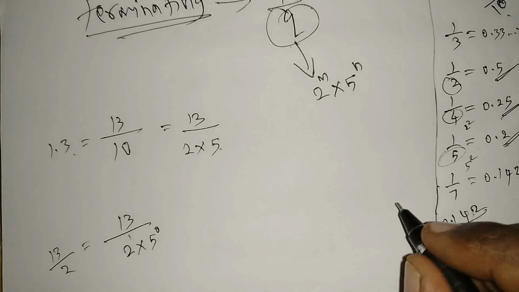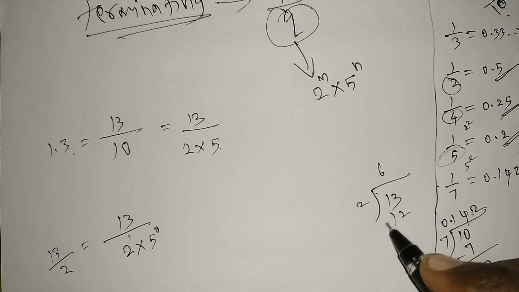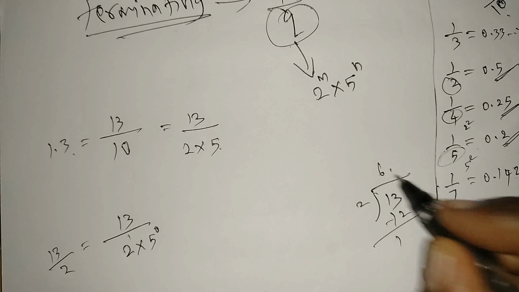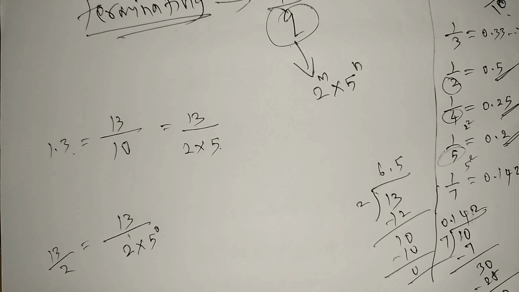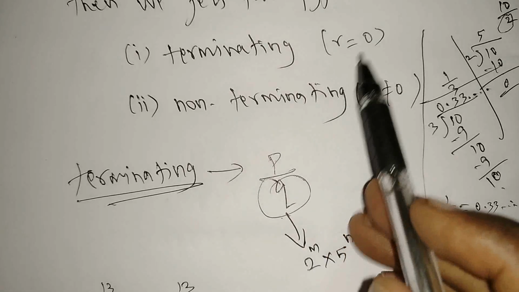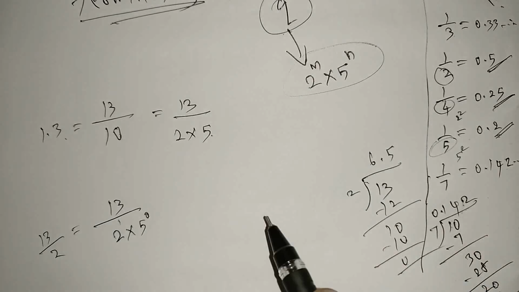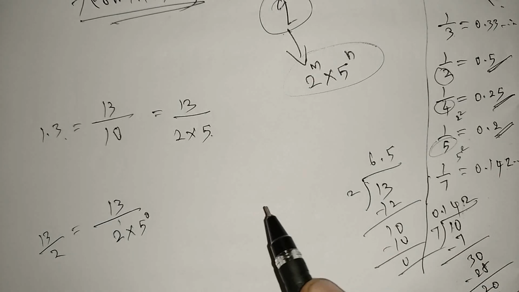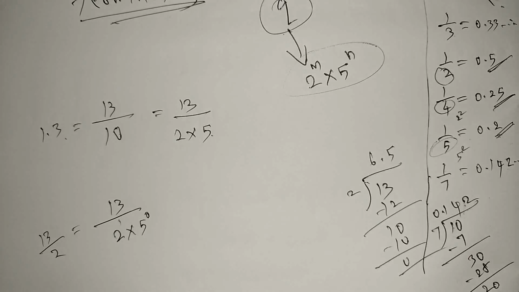So 13 divided by 2: 6 2s are 12, remaining 1, put the point, 0, 5 2s are 10, remainder I'm getting 0. If you get remainder 0, I told you already, it's terminating. Now it's terminating. So without dividing also, by using this form, we are able to show whether this is terminating or non-terminating, understand.